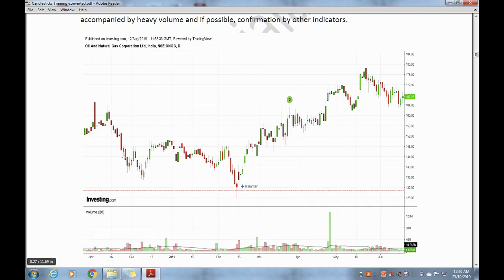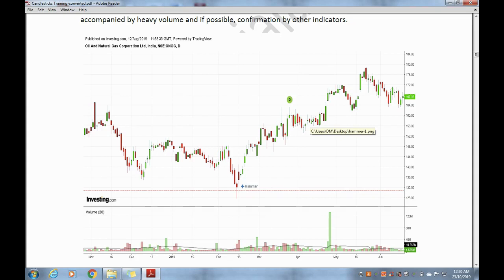So what happens is there has been a prior downtrend. Stock prices have been falling drastically. From 167 levels, it has come down to 132 levels. At the end of a downtrend, I'm going to see a hammer candlestick, and after the hammer candlestick, we are going to see a new uptrend, that is a rise in the prices.